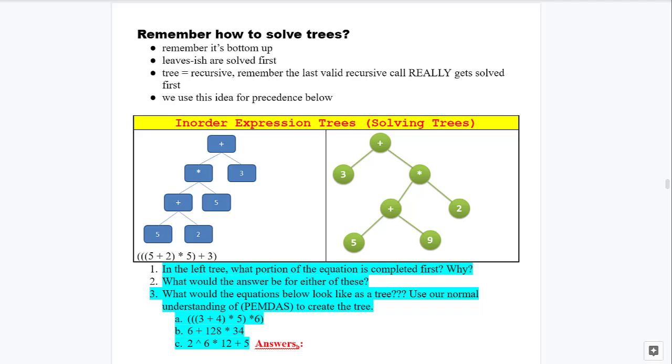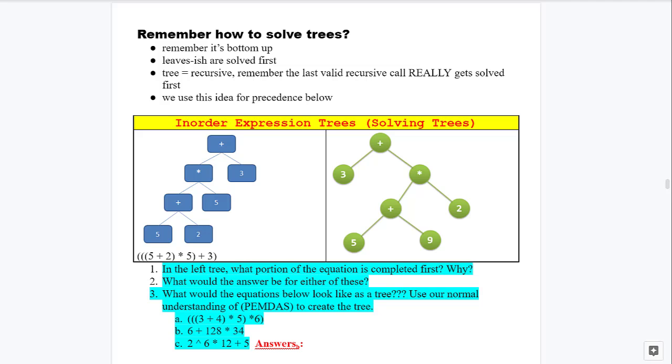Because then we'll go ahead and solve that 5 plus 2, which as you know is 7, and then multiply that answer times 5, and then add the 3 on top of that. So notice, it's really important that you understand this. In reality, with trees, we're really solving them from bottom up more than anything else. You'll also notice that at the top of the tree is going to be waiting for the lower portions of the tree to solve before it can solve itself.